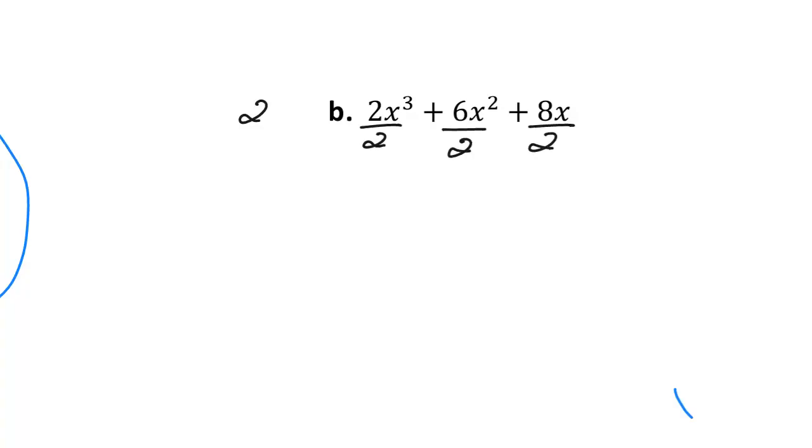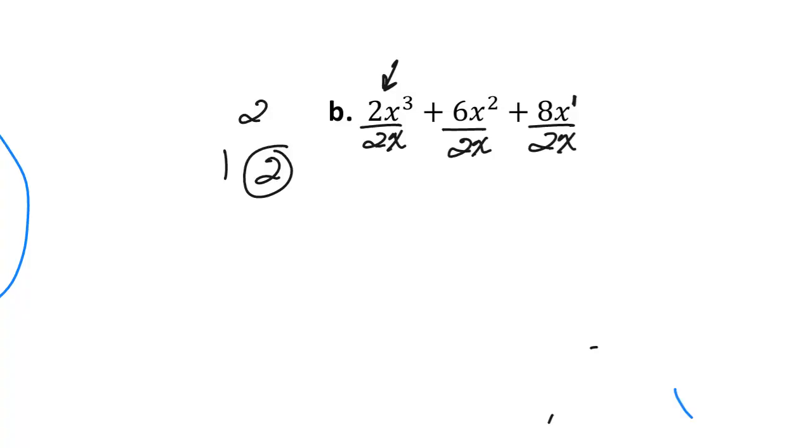And why do we always start with the smallest one? Because you can't start with a larger one, because that's not going to divide into the smaller one. So you always start with the smallest. Then I have x to the third, x squared, and x. What's the most number of x's I can factor out? 1, right? Because this is x to the first. So I divide by x to the first.